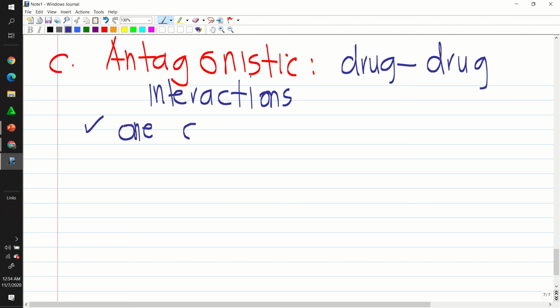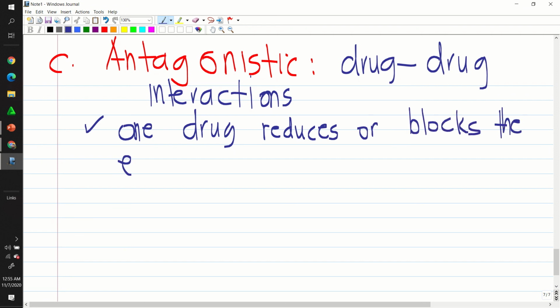So you gave medication A and medication B, and drug A has an antagonistic effect. They are administered together. Drug A will now reduce or lessen, or block, the effect of the other. It could be actually desirable or non-desirable. This is very important, class. I'll give you an example.